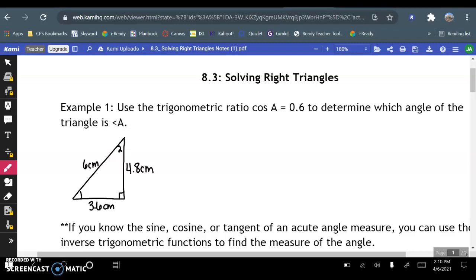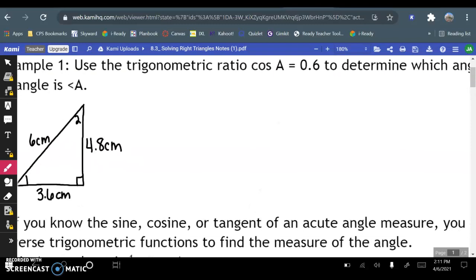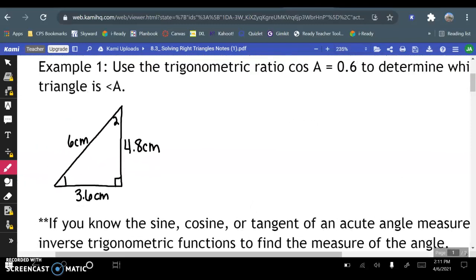For section 8.3, we're going to use our trig functions to solve right triangles. So we're going to jump right into an example. It says use the trigonometric ratio, the cosine of A equals 0.6, to determine which angle of the triangle is angle A. They're labeled angle 1 and angle 2 here, and we need to figure out when we do the cosine of that angle, when do we get 0.6 as an answer?